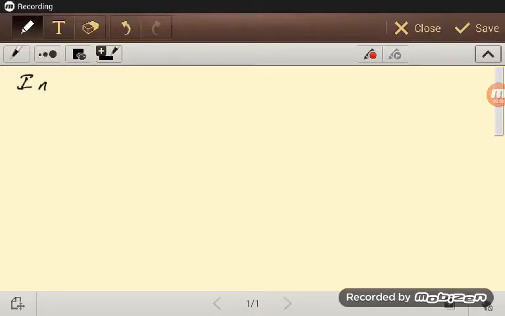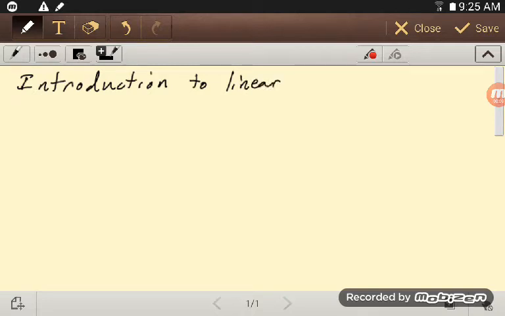Alright, so here is our introduction to linear programming. Now, we're going to mostly worry about the modeling aspect of it. We'll leave the solution to Sage most of the time, I think.